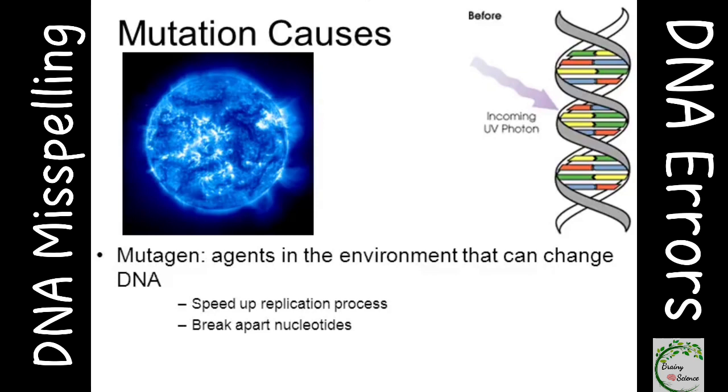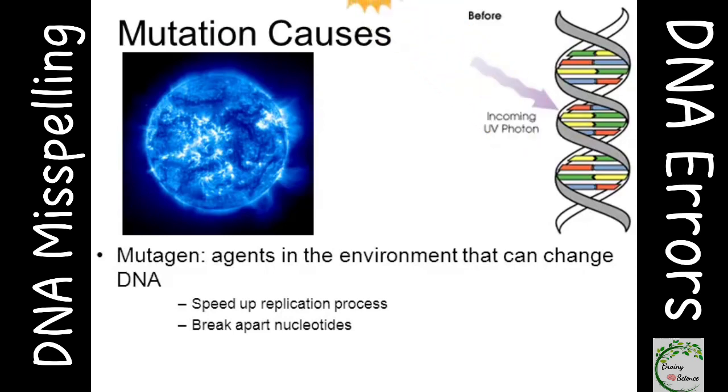And so what often happens is mutagens speed up the replication process. The process of DNA making a copy of itself is often sped up because of mutagens, which could increase the chance for error. And mutagens also cause nucleotides to break apart. And when they break apart, they often will recombine in wrong patterns.